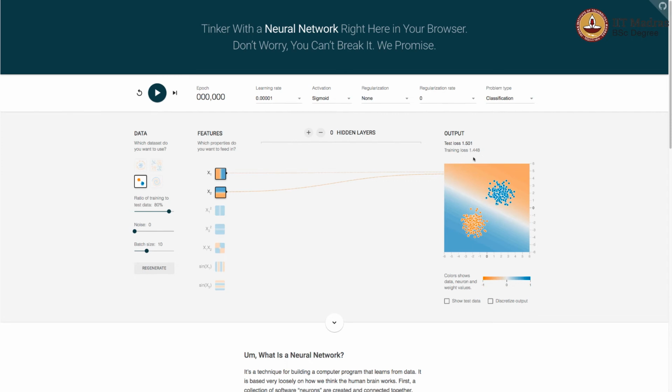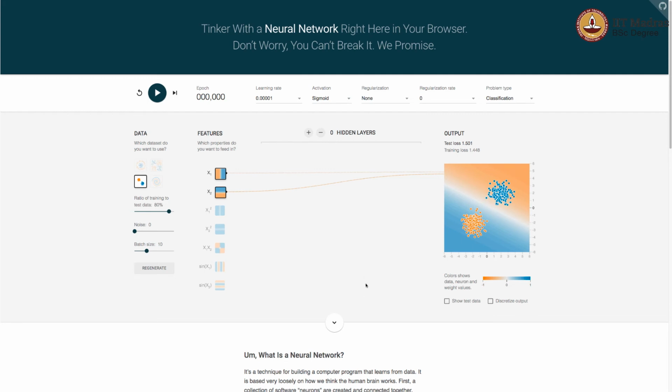So these losses are also high because of the randomly initialized weights. Now what we'll do is we'll essentially start the training. Instead of stepping through the training, we'll start it. And because we have a learning rate which is way smaller than what we had earlier, we expect it to take longer to get the decision boundary.